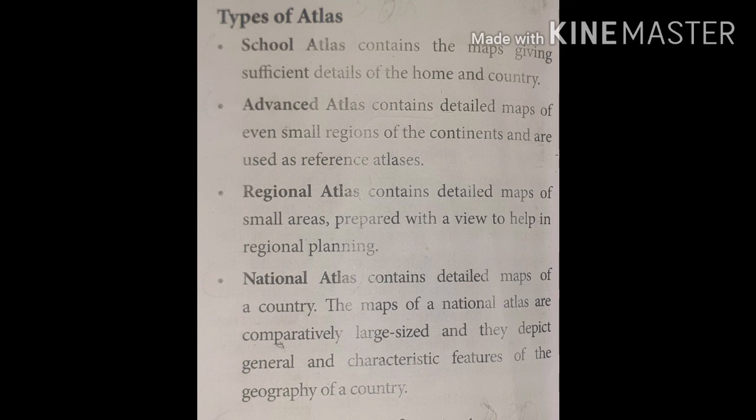The maps of a national atlas are comparatively large in size and depict the general and characteristic features of the geography of a country. So the school atlas gives maps with details about the home and country. The advanced atlas gives a detailed explanation of small regions of the continent, the regional atlas gives a detailed explanation of small areas for regional planning, and the national atlas gives a detailed explanation of a country.